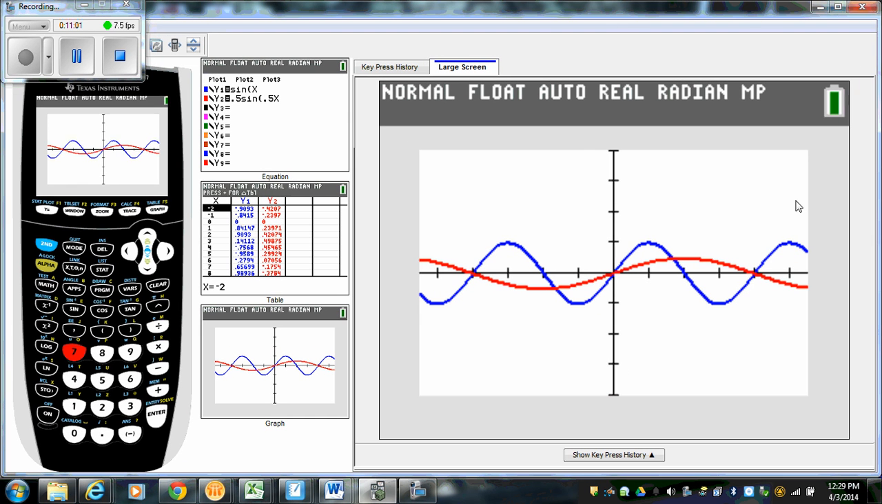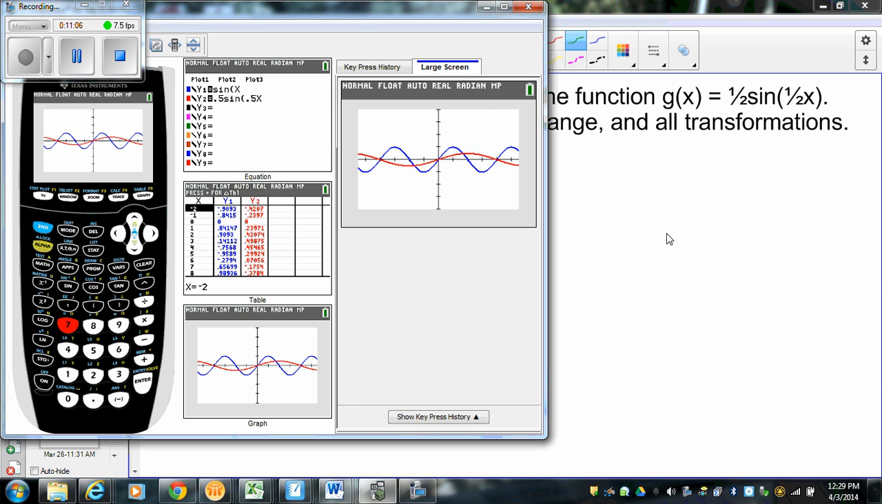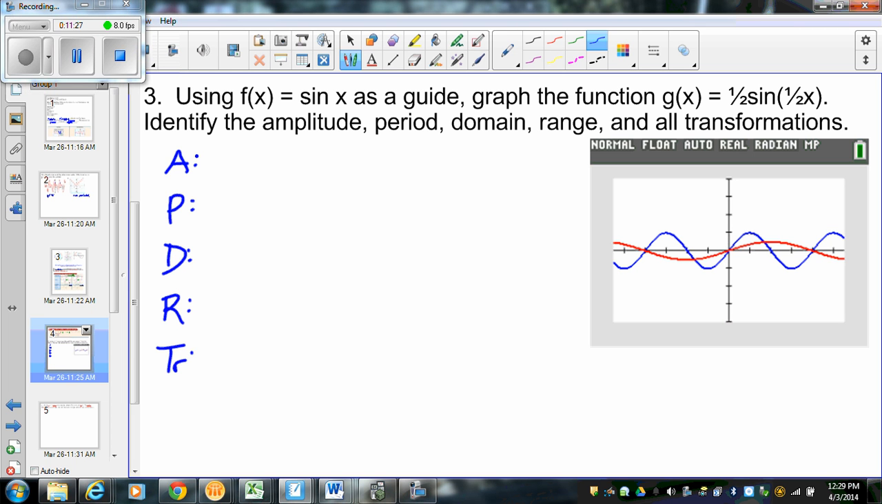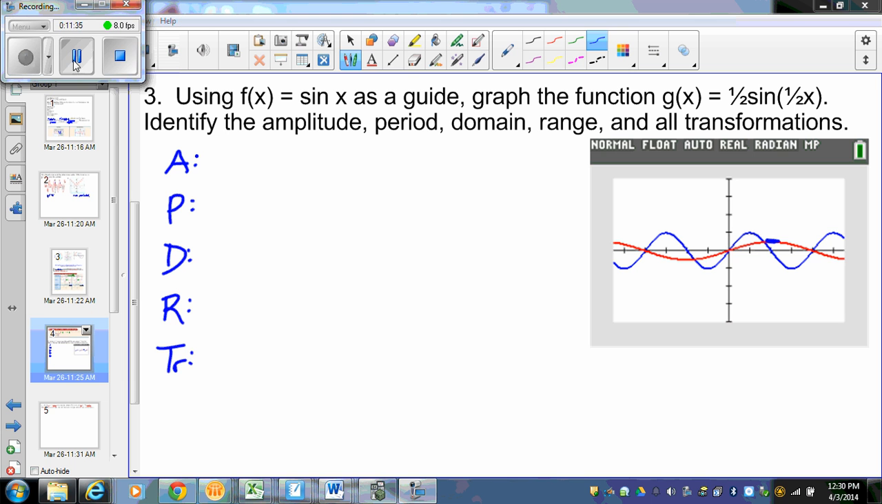Having that visual may help you to be able to identify the transformations and the changes in the amplitude and the period and that sort of thing. So now that I have my graph to look at, I'm going to make my list of all the different things I have to talk about, starting with the amplitude. Now, did the height of the graph change? Absolutely. I can tell that the highest it gets, and then the lowest point, if I can see right here, is at y equals negative 1/2.